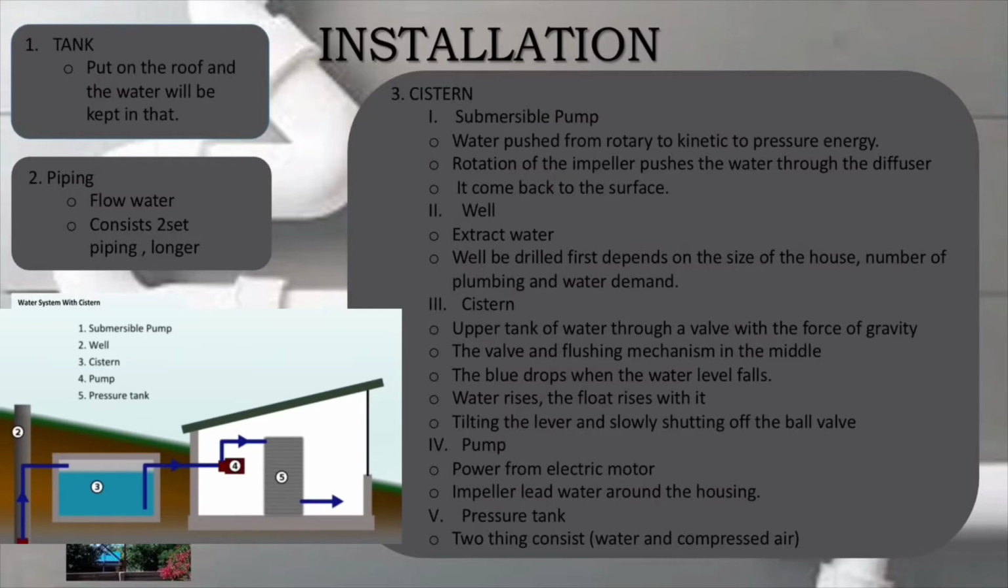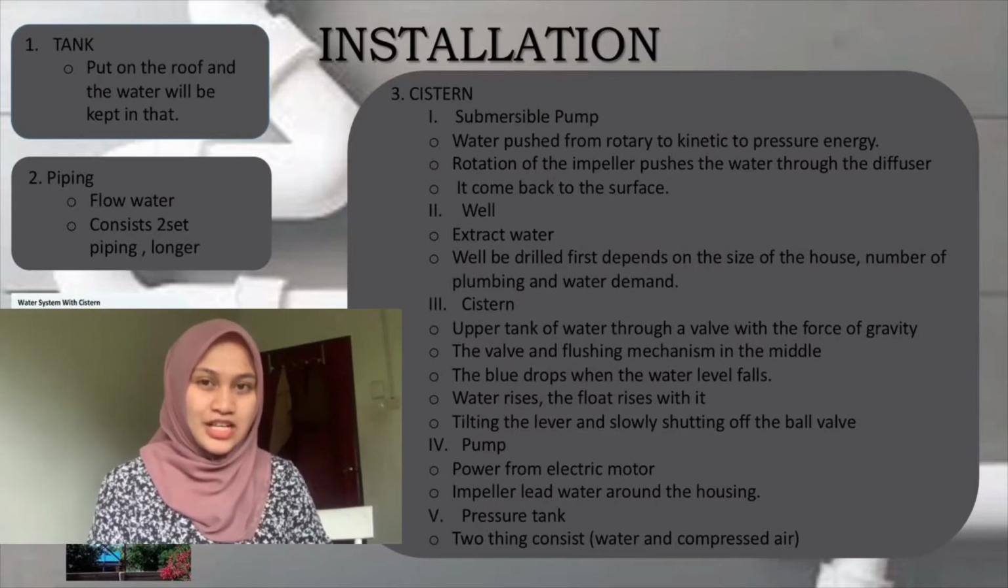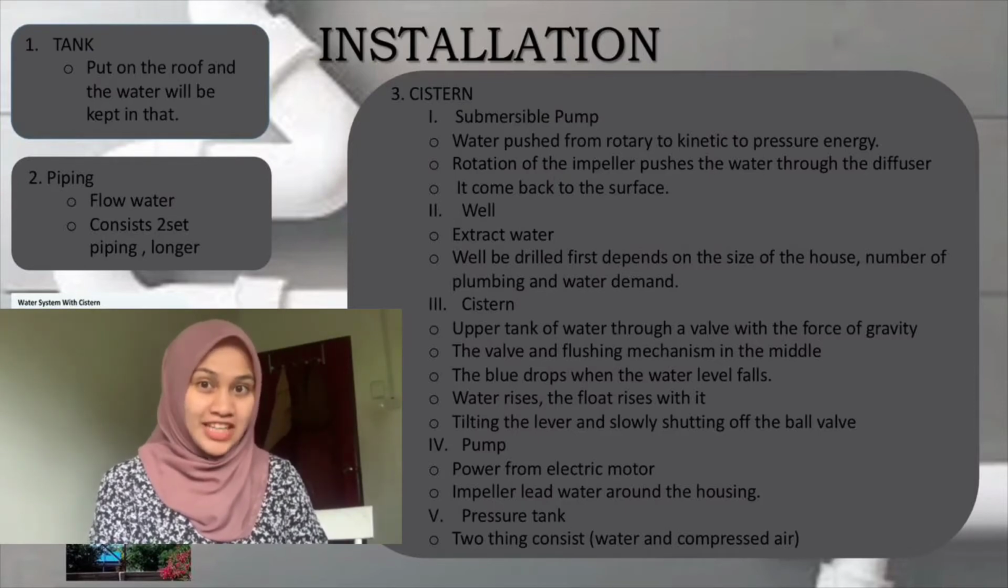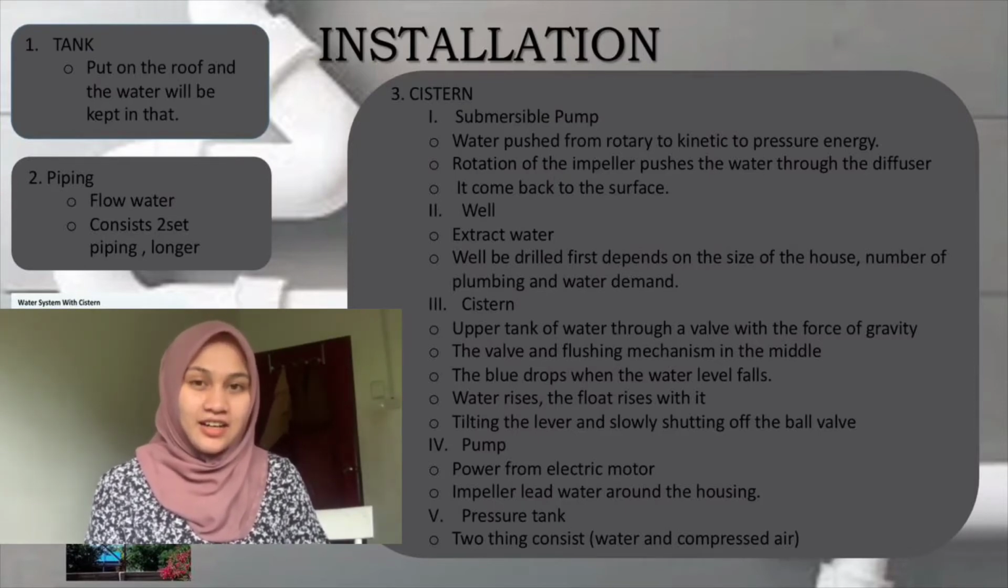Another part is the cistern. The cistern, as you know, is a part in the toilet. Water goes to fulfil the toilet water use, and then the balance goes back to the tank. Next is the pump. The pump gets power from an electric motor that drives an impeller. And the last one is the pressure tank. The pressure tank contains two things: water at the bottom and compressed air at the top. So that's all the installation I have figured out for this presentation, and that's all from me.